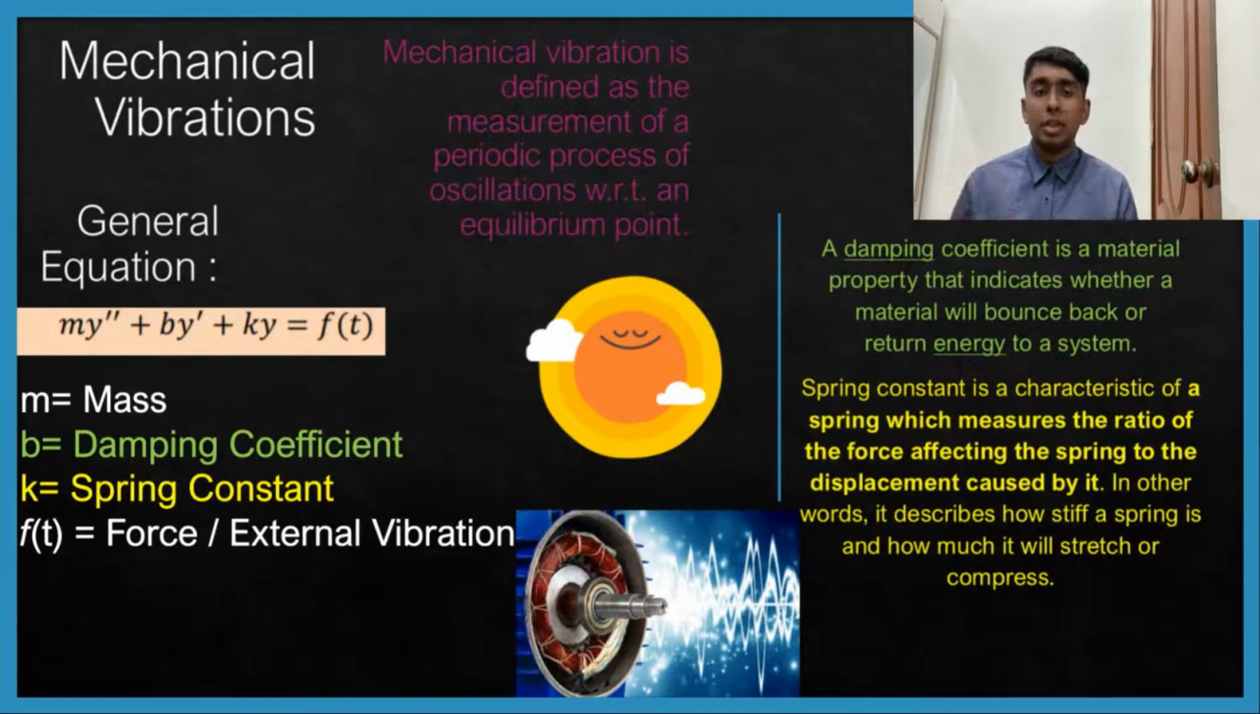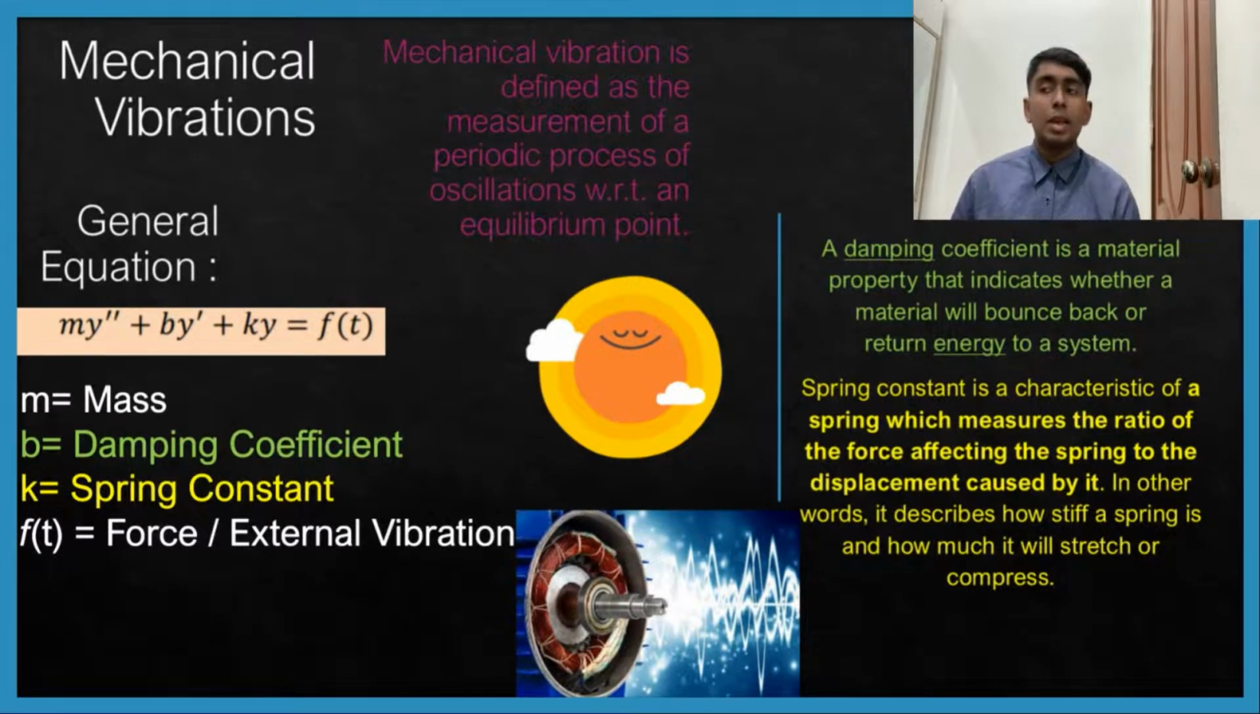The equation that we use to calculate mechanical vibration in our topic today is my'' plus by' plus ky equals f(t). What is m? m is the mass. I think that's fairly simple and all of us know what mass is.